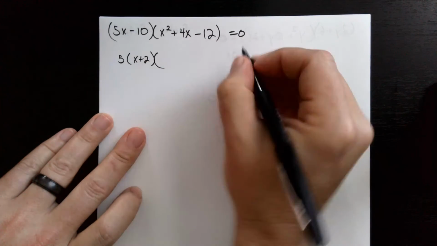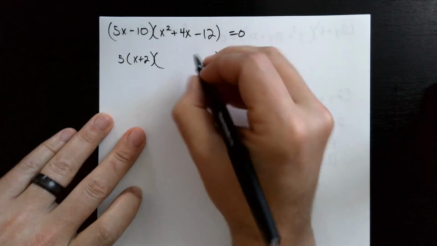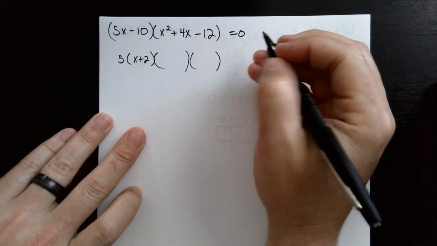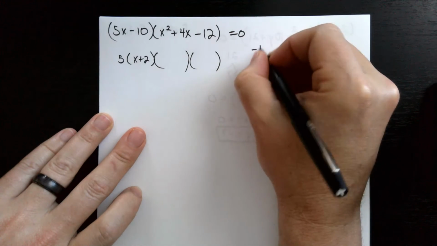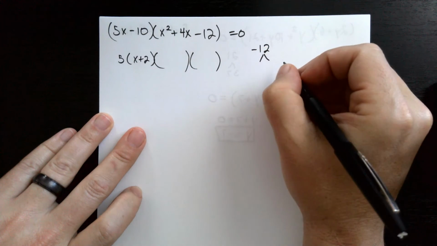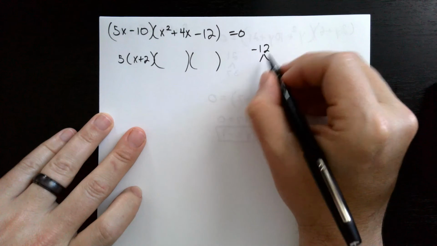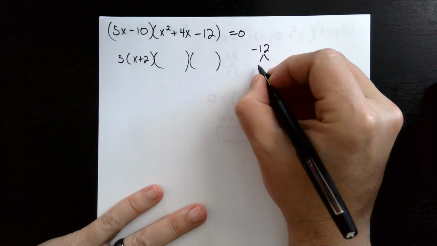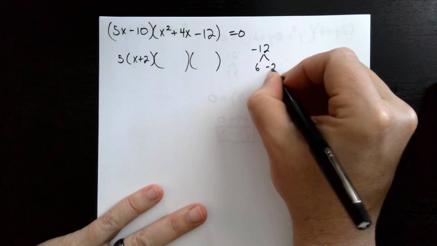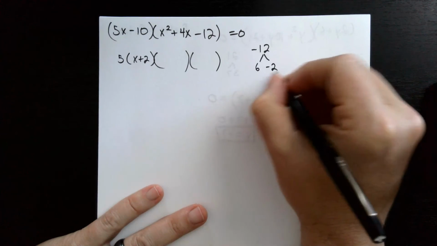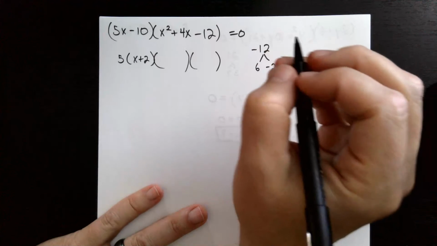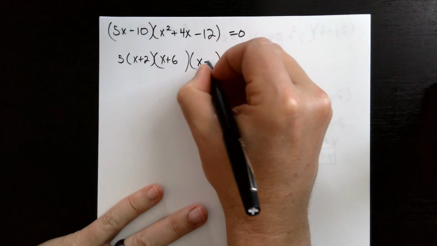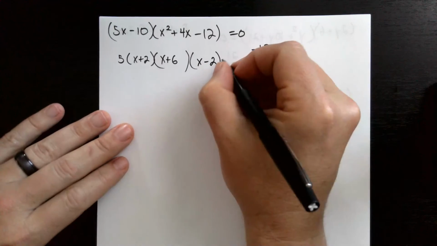Okay, and then for this part, we want to factor this into two separate parts. Okay, so we look at the negative 12, and we say what two numbers multiply to get negative 12, but add to get positive 4. Okay, so that's going to be 6 and negative 2. You add those together, you get positive 4. Multiply, you get negative 12. So this turns into x plus 6 and x minus 2. Okay, and that's all equal to 0.